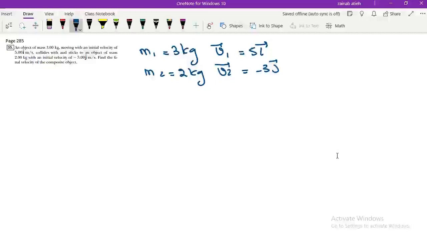Anyway, the question did not say the word elastic collision. I only use the conservation of linear momentum, and that shall be enough to find the answer.